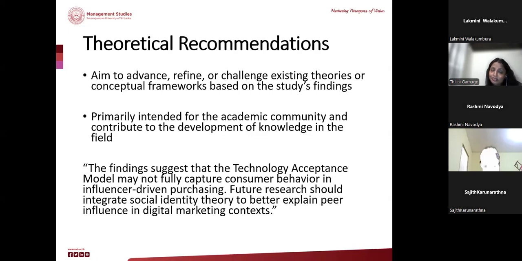So that is what we were talking about, theoretical recommendations. And as I have emphasized, be very careful to offer solid theoretical recommendations. You have to have a strong theoretical backbone to your study. And it will always be a bonus point if you have already identified a theoretical gap in relation to your study.